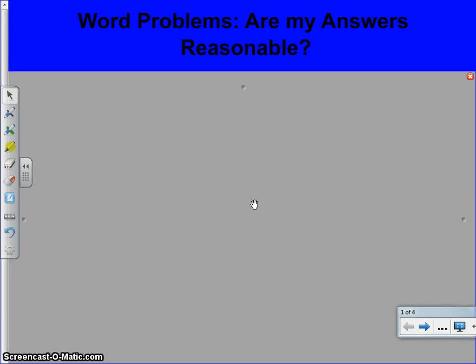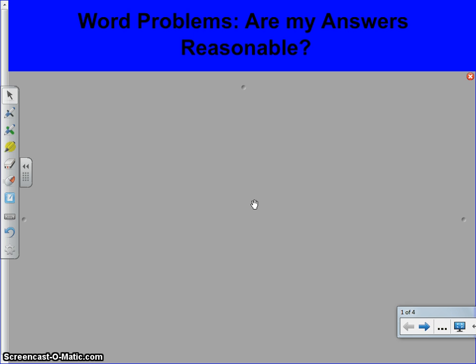Alright guys, so by now we've started working on a lot of word problems. We've gone over looking for key words in the word problems to help us decide whether we're going to add or subtract.